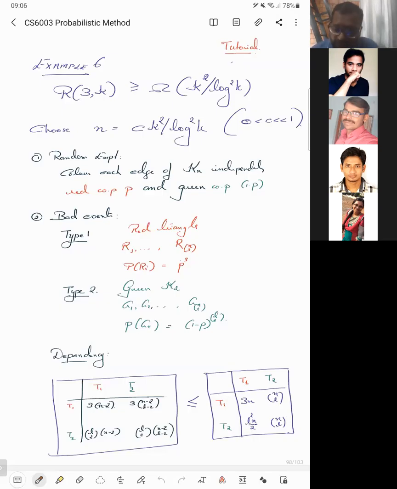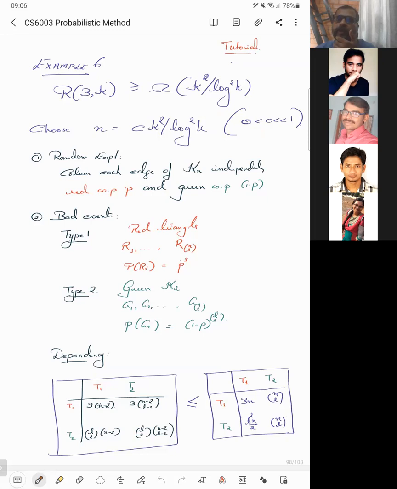Okay, so the random experiment, for the sake of recording, let me repeat. We are trying to prove a lower bound of k squared over polylog k for R3k. For the random experiment, we pick the n, which is some small constant times the target lower bound. And the random experiment is straightforward. Each edge is given red or green independently, but the red has a probability p, while green has probability 1 minus p.